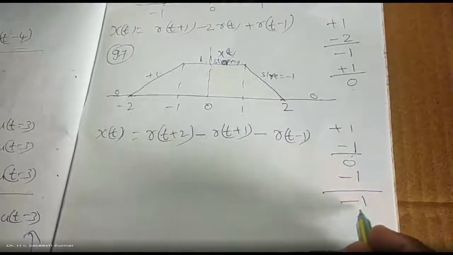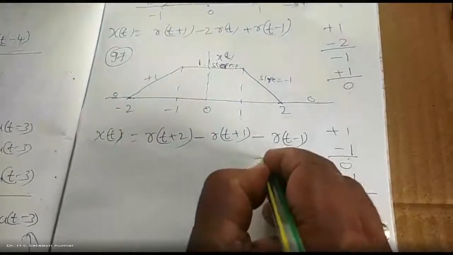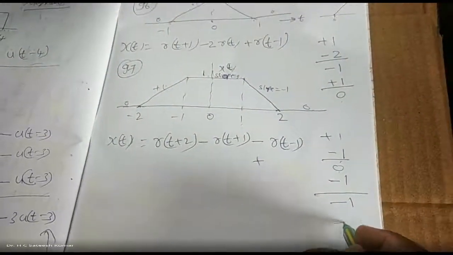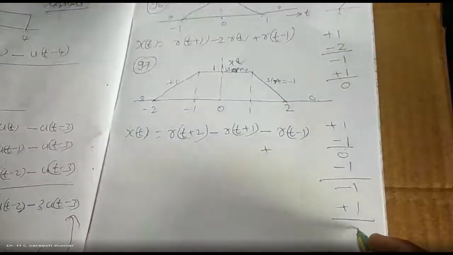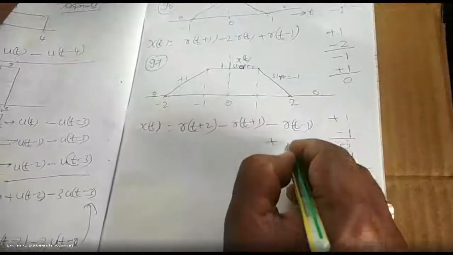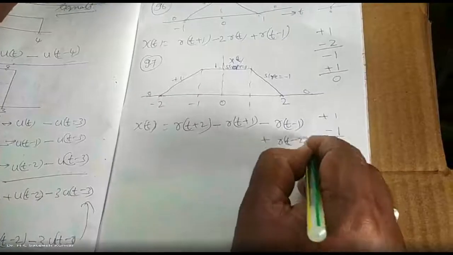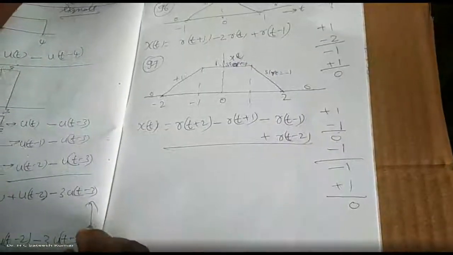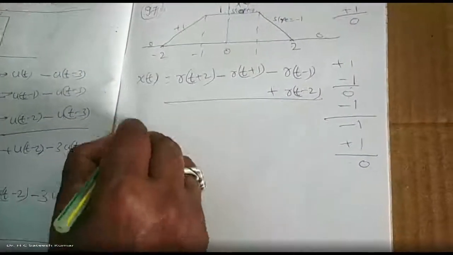Make the slope, add a slope of +1 from 2. So therefore, we will get a slope of 0. So plus R of t minus 2 we should use. That's how we should write. Right? I'll do one more problem. Just check it out.